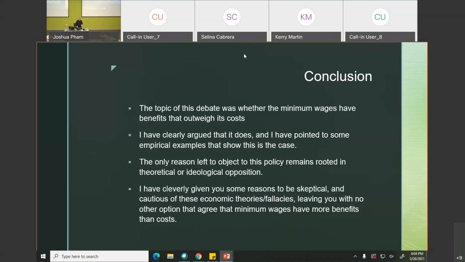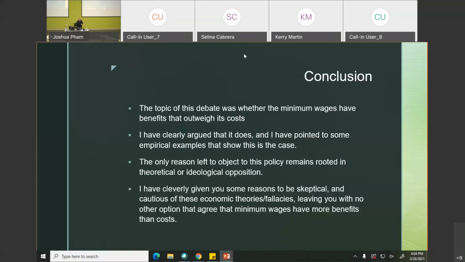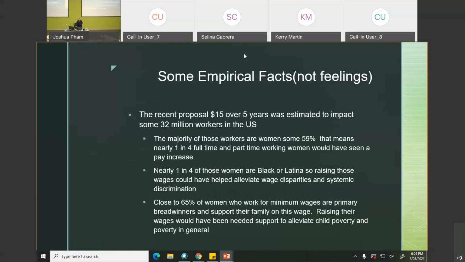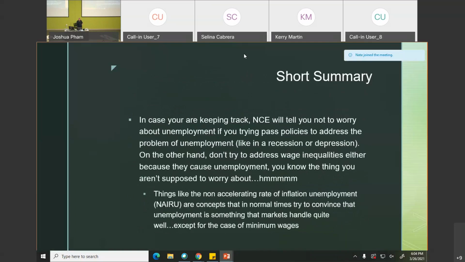It's not like neoclassical economics is bad, right? In terms of, I think I've got a slide here somewhere. Let me see if I can go back to where it was.